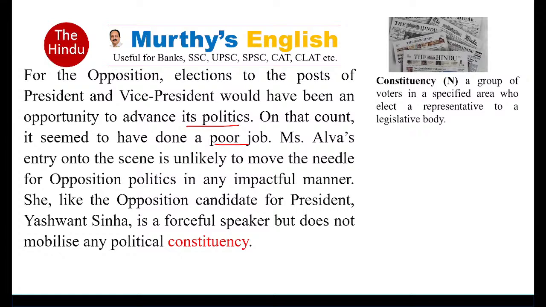Miss Alva's entry onto the scene is unlikely to move the needle for opposition politics in any impactful manner. It is not going to make any impact. She, like the opposition candidate for president, Yashwant Sinha, is a forceful speaker but does not mobilize any political constituency. They cannot make an impact in the real sense. There's one word here, constituency: a group of voters in a specified area who elect a representative to a legislative body.